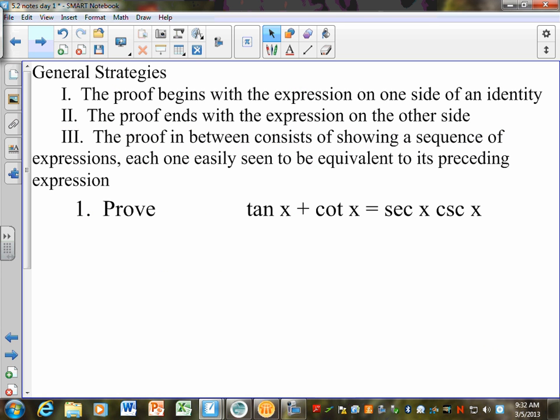Okay, this is in your book, and it's up to you if you want to write these down, and I'll totally wait for you if you do. But then the next page, I have some tips in my own words. But this is what the book says you should be doing. The proof begins with an expression on one side of an identity. So I want to kind of talk you through this.